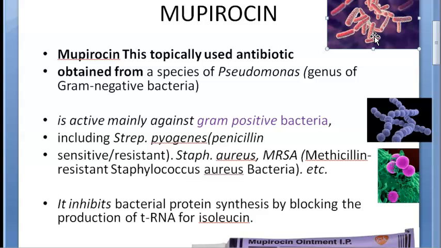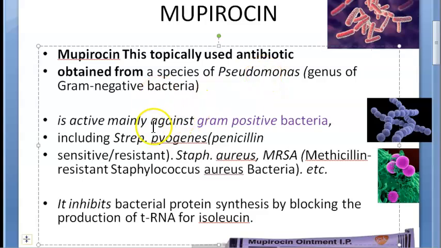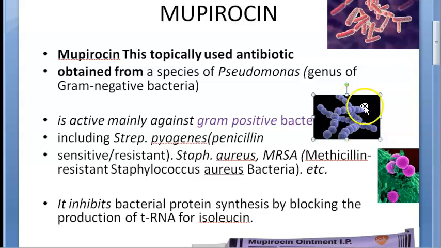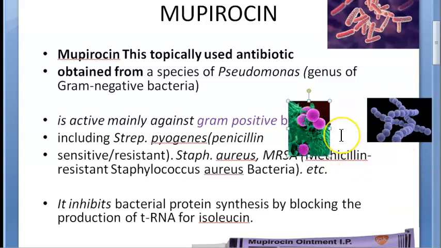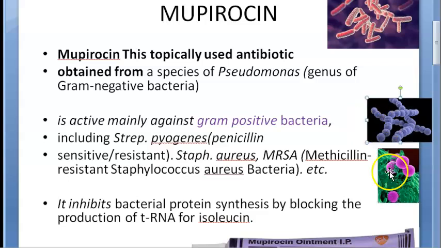It is a genus of gram-negative bacteria. So from that Pseudomonas, they are getting this antibiotic, but it is active against what bacteria? Gram-positive bacteria. So you should understand MUPIROCIN comes from gram-negative bacteria and is active against gram-positive bacteria like this one, Streptococcus pyogenes, or Streptococcus basically, and this one is Staphylococcus. It is active against Streptococcus, Staphylococcus, even MRSA, that is methicillin-resistant Staphylococcus bacteria.